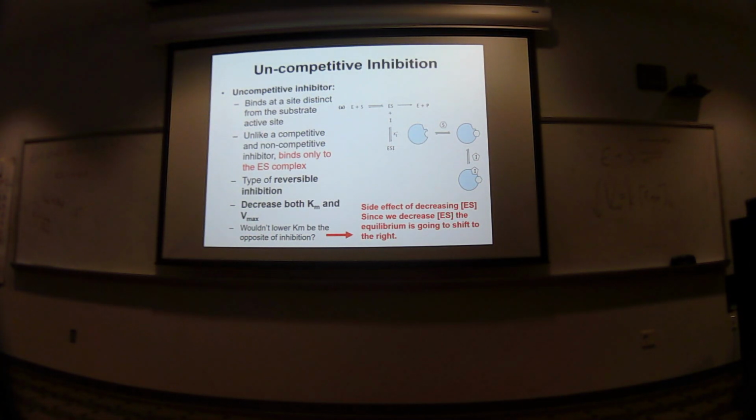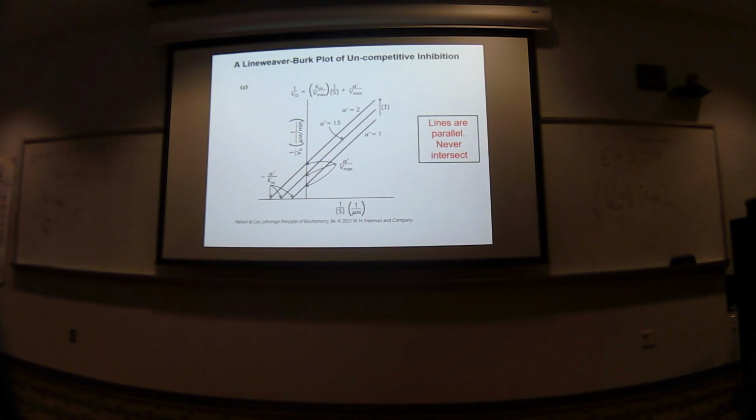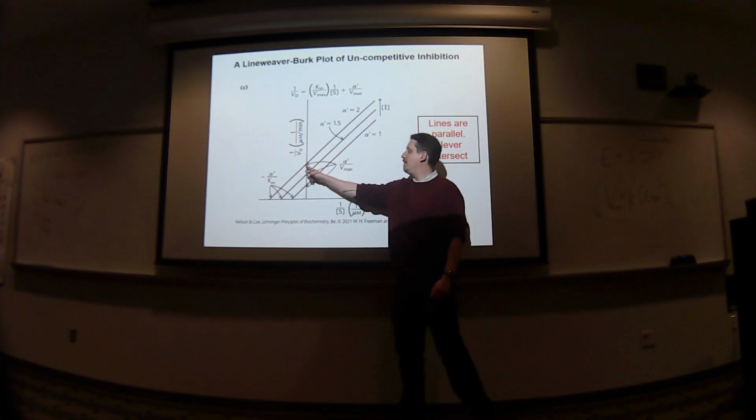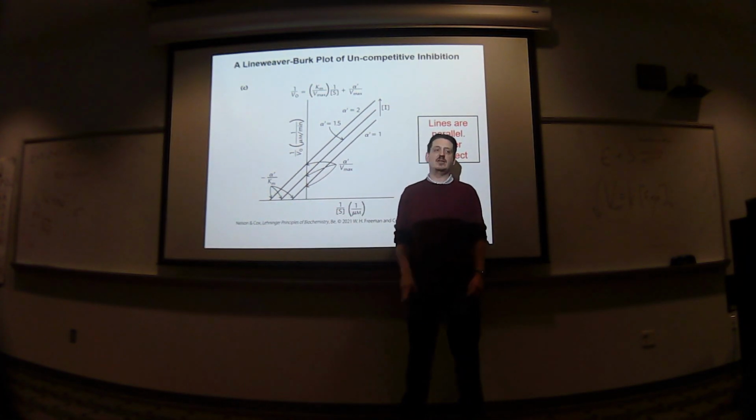And then the Lineweaver-Burk plot would look like that, which is kind of weird. And that is because both have changed. The Vmax has changed and the Km has changed.